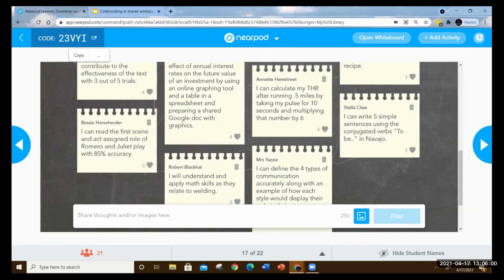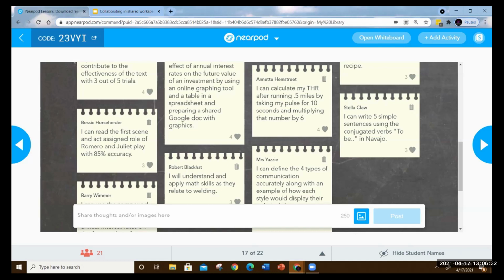And which role, Bessie, are you? I need more detail in there. So let's make it smaller. I can read the first scene of Romeo and Juliet. And then what do you want them to be able to do after they read the first scene of Romeo and Juliet? What do you want them to be able to tell you or understand? Because I don't see what you want them to know there.